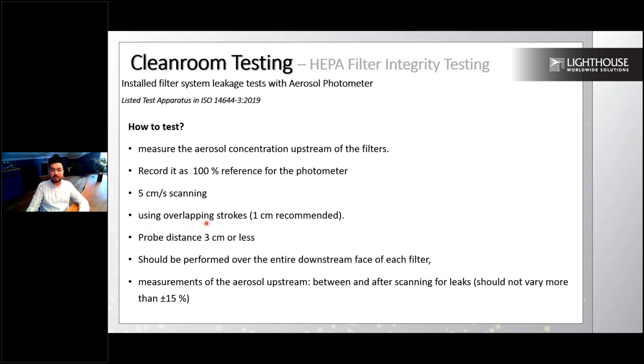Make a 5 cm/s scanning. Make sure you have overlapping strokes between your scanning profiles. 1 cm is recommended. The probe distance will be 3 cm or less, but never touching the surface of the HEPA filter. And this should be performed over the entire downstream face of each filter. Once you're done, you have to go back to the upstream challenge and verify that the starting value and the end value for the upstream do not vary by more than plus or minus 15%.